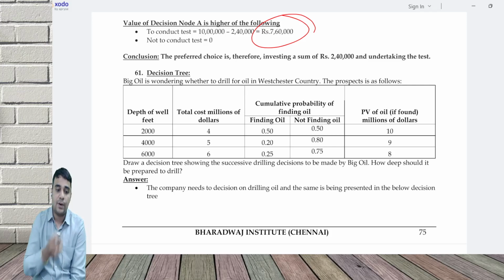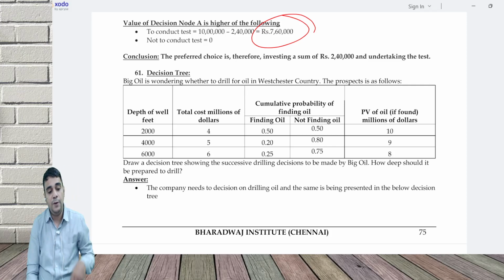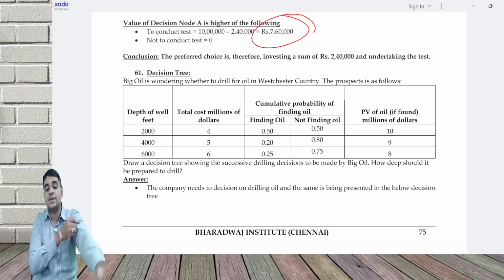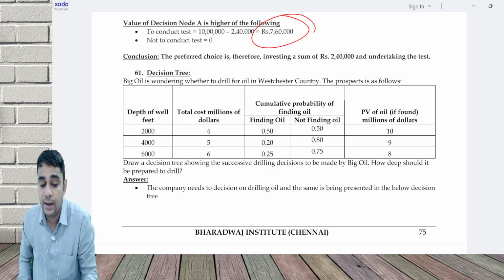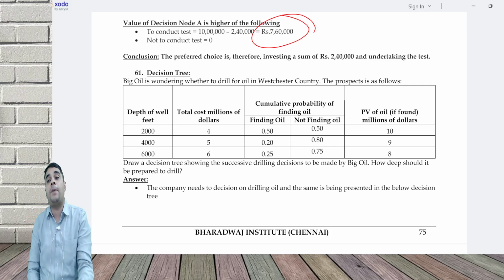So Big Oil is wondering whether to drill oil in Westchester County. The prospects are as follows. If you drill up to 2000 feet, cost is 4 million. You may get oil, you may not get oil. If you get oil, you earn 10 million. Then you can also drill up to 4000. There you may get oil, may not get oil. Then you can drill up to 6000. There also you may get oil, may not get oil. The question wants us to know what is the successive drilling decision to be made by Big Oil and how deep it should be prepared to drill.